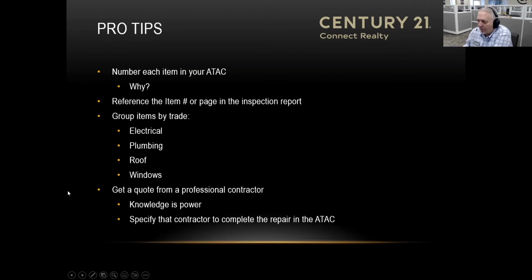Okay. Another pro tip: get a quote from a professional contractor. If you're told that there's a number of electrical items on there, send your inspection report to an electrician. Get a quote for them to do the 10 electrical items that are on there. When you are negotiating, knowledge is power. The more you know about how much something costs and the less ambiguity there is, the more powerful your negotiating position becomes.